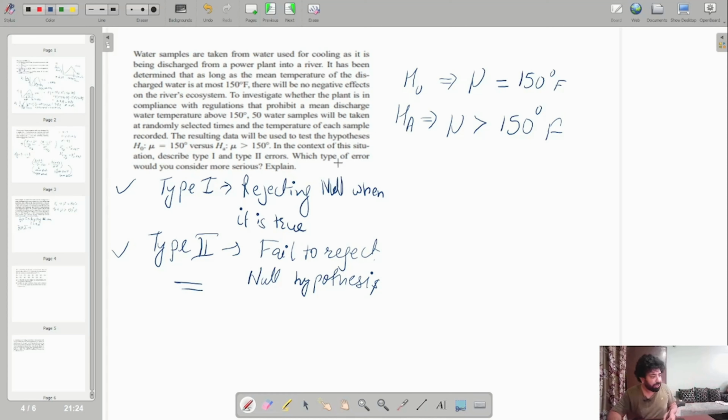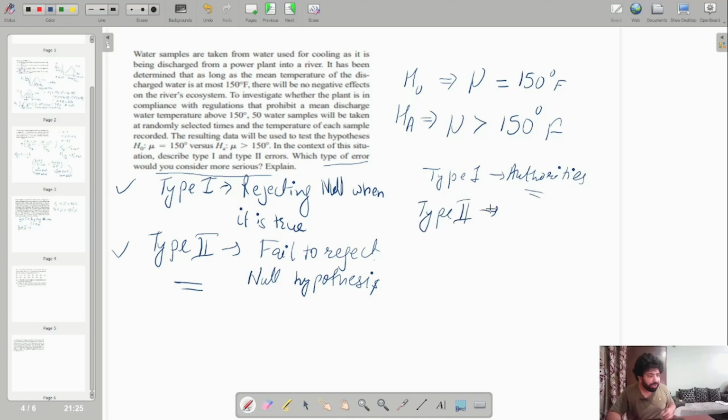Now let's come to the last part which says which type of error would you consider more serious. So just suppose if I make a type 1 error, what will happen? I will say that the sample I collected is suggesting that the plant is not following the regulation. However, the plant was following. So what will happen is the authorities will issue more guidelines or do further studies on the plant, and based on that they will come to the conclusion that the plant was actually following, so things will go smooth.